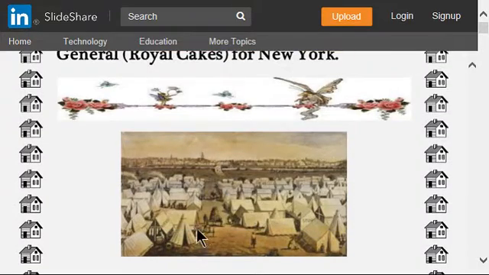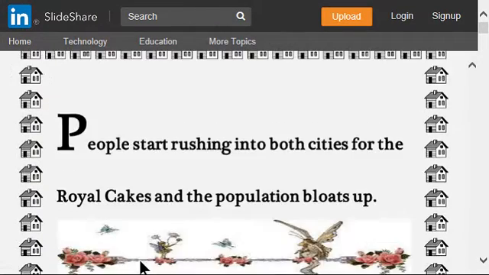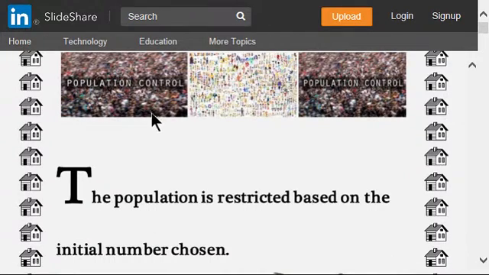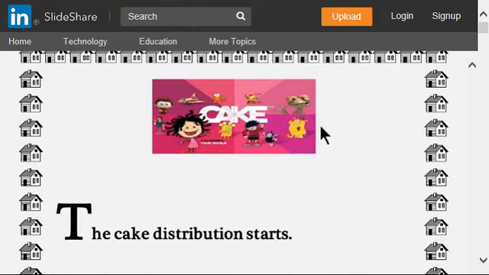Immediately, cake distribution starts. People rush to the cities. People start rushing into both cities for royal cakes, and the population builds up. The population is controlled, restricted based on the initial number chosen. The cake distribution starts to citizens of the two cities.